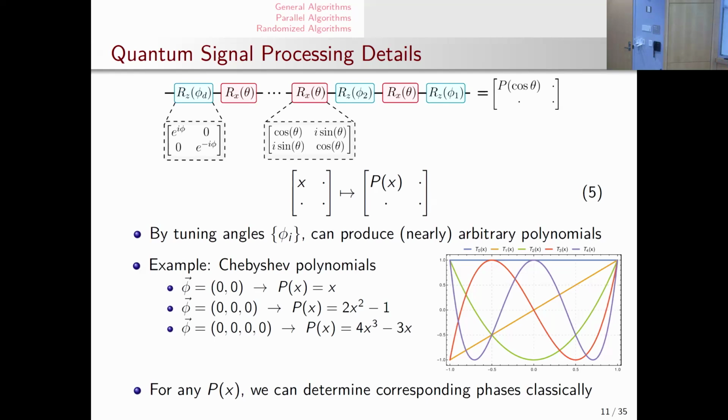So I'm stating without proof that you can tune these angles to generate a very large class of polynomials. You'll have to believe me on that. The proof is quite long, but I can provide you a reference that does this. Does that make sense? So this is just for 1 qubit. We're just looking at 2 by 2 matrices.